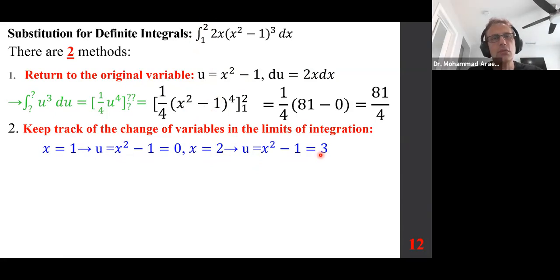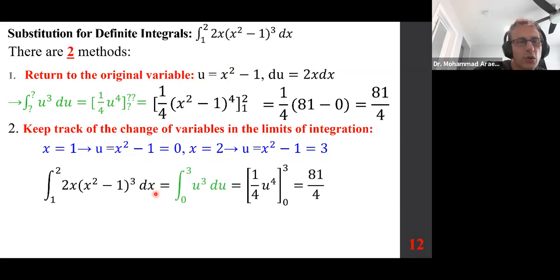So you write this one with the old limits is the same as this one with the new limits 0 and 3. And therefore, this is 1/4 u to the power of 4 from 0 to 3. And obviously, if you plug in 3, you get 3 to the power of 4, which is 81 over 4. And if you plug in 0, you get 0. And I think this is a tad easier to evaluate than this one, but makes no difference. Both of them give us the same answer.